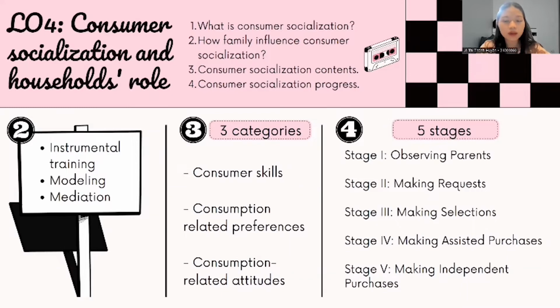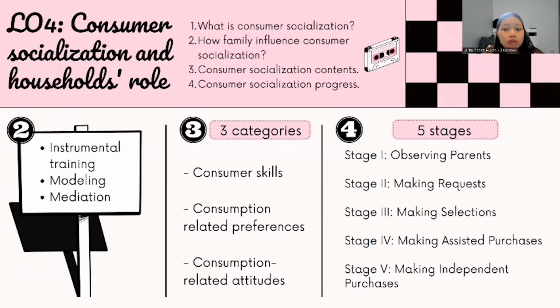It is the process by which young people acquire skills, knowledge, and attitudes relevant to their functioning as consumers in the market. And secondly, how does family influence consumer socialization? This question can be answered by three bases: direct instrumental training, modeling, and mediation.